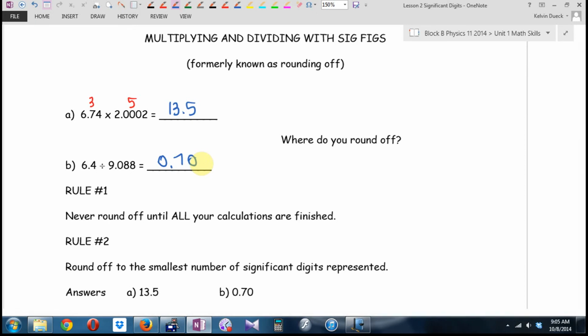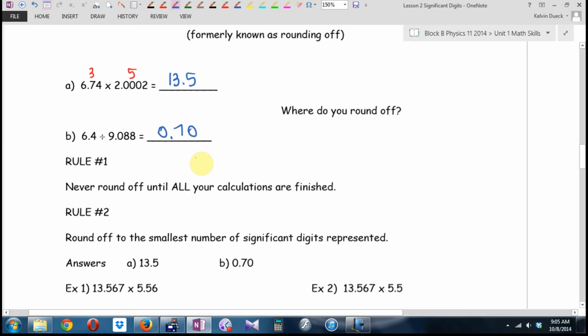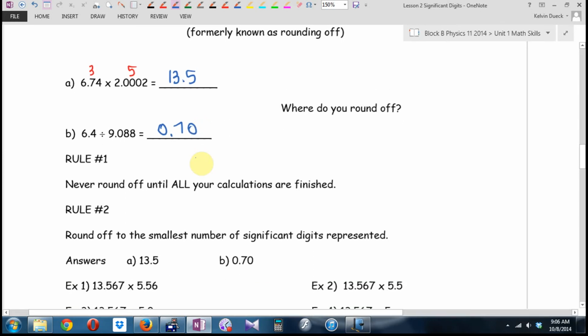So rule 1, you don't round off before you go to your calculator. You only round off after all your calculations are finished. Rule 2, you round off to the smallest number of significant digits represented.